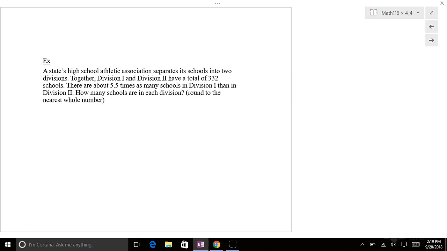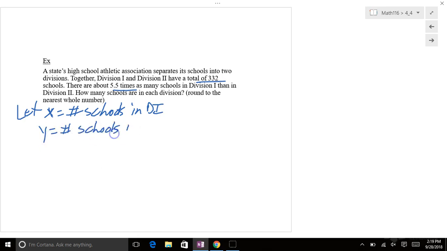So besides the fact that we have these givens, let's start with our unknowns. Let x be the number of schools in Division 1, and let y be the number of schools in Division 2. Okay, that's our unknowns. It was given that there's a total of 332, so the number in x plus the number in y is going to give you 332. All right, so there's one of our equations.